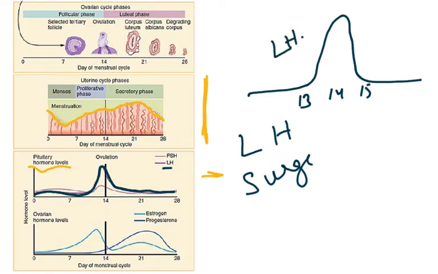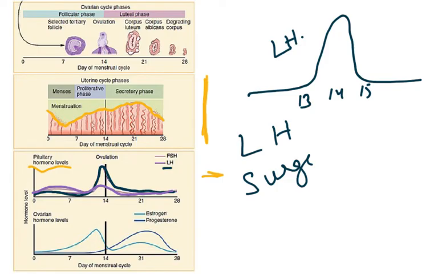While the FSH, I'm going to give it another color. The FSH is increasing, then becomes a little more, and then it dies down. But FSH is still there and it's present. Then estrogen and progesterone. Now you can see how this is very different, the estrogen and progesterone.